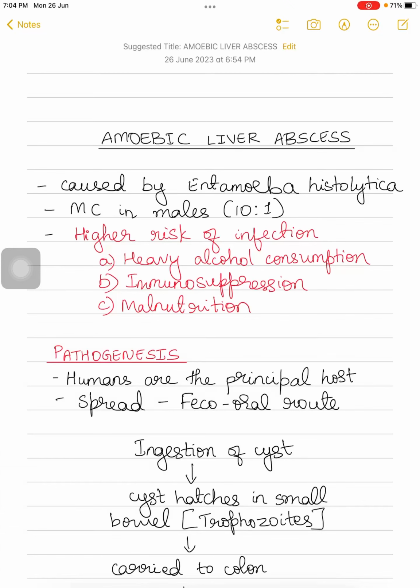Hi everyone, today we'll talk about amoebic liver abscess. It is caused by Entamoeba histolytica, most commonly seen in males in the ratio of 10:1. Higher risk of infection is seen in heavy alcohol consumption, immunosuppression and malnutrition.